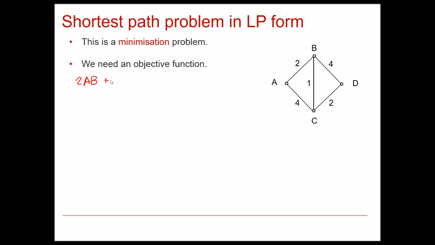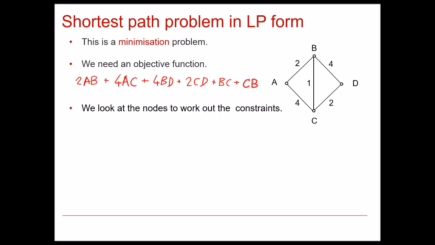Alright, so we're going to do the same thing. So for each arc, we're going to multiply the variable associated with that arc by the weight. So 2AB plus 4AC and so on, like that. And then what we also need are the constraints.